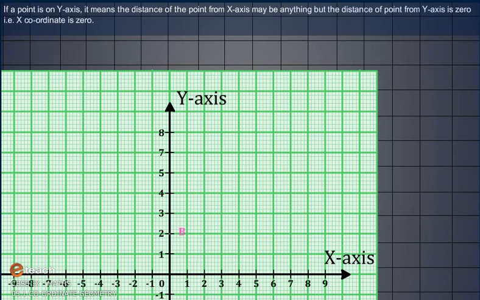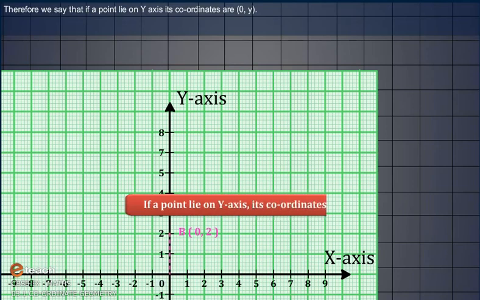If a point is on the y-axis, it means the distance of the point from the x-axis may be anything, but the distance of the point from the y-axis is 0. That is, the x-coordinate is 0. Therefore, we say that if a point lies on the y-axis, its coordinates are (0, y).